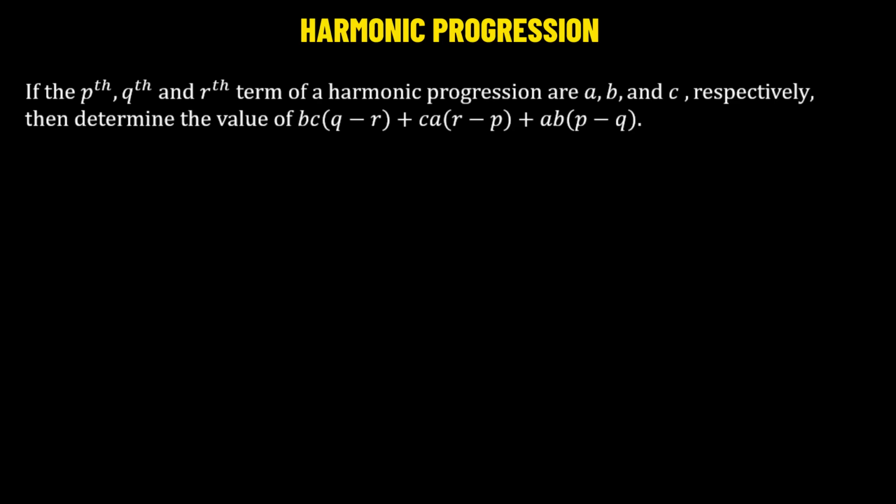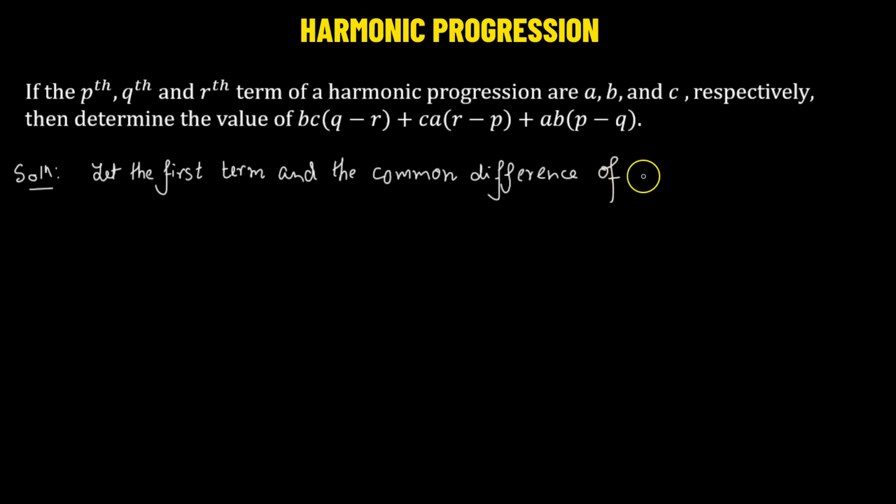So we have a harmonic progression and its P-th, Q-th and R-th terms are given as A, B and C. We need to determine the value of the following expression. So let us begin by considering an arithmetic progression whose first term and the common difference are known. So let the first term and the common difference of an arithmetic progression be A1 and D respectively.